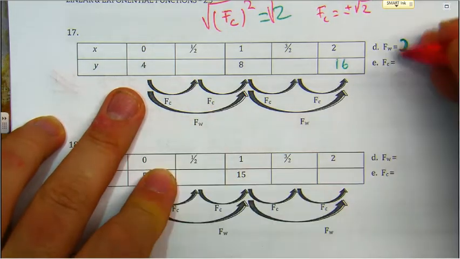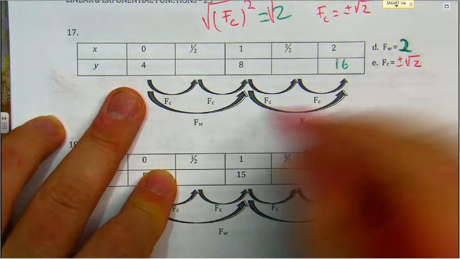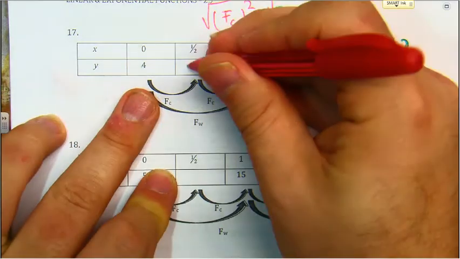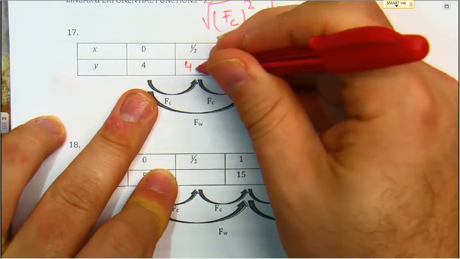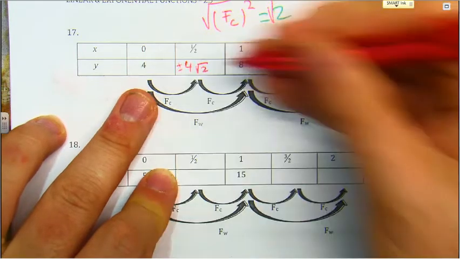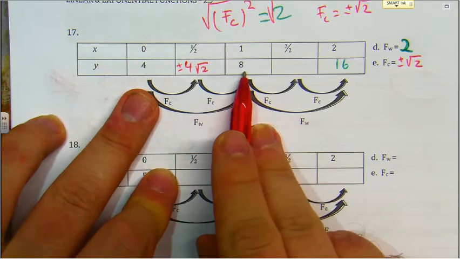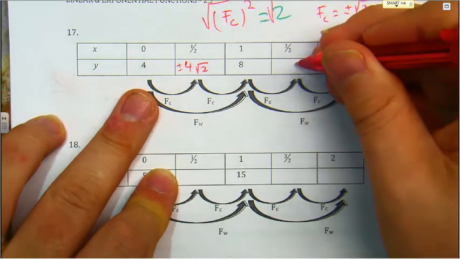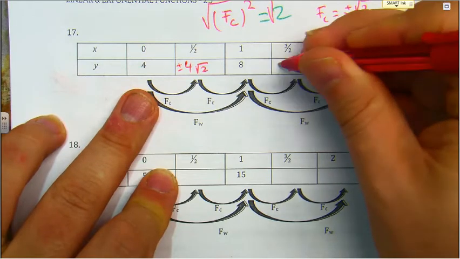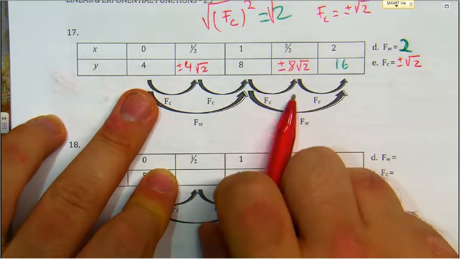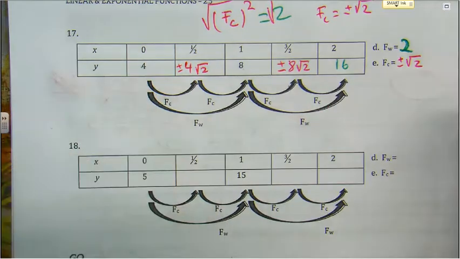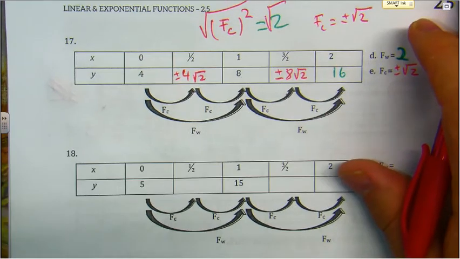So if this is plus or minus the square root of 2, this is going to be 4 times square root of 2, positive or negative, times another square root of 2 would give me 8. This is going to be 8 times the square root of 2, positive or negative, and then times the plus or minus square root of 2 would give me a positive 16. So that's how we build that.